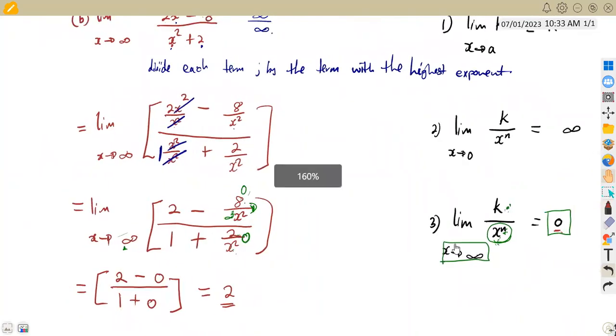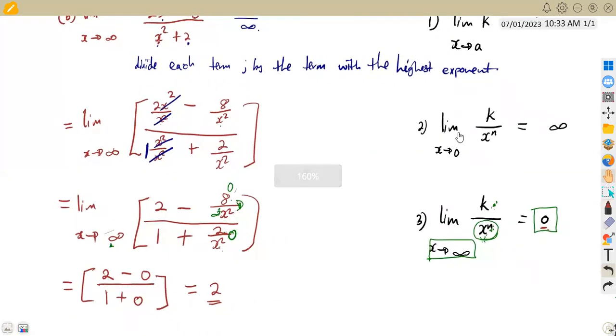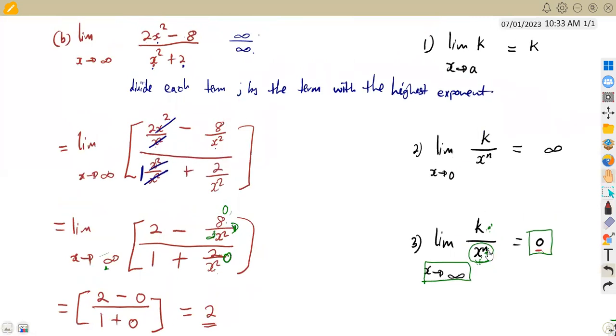So together, it must be with these laws that you are given here, that k over x to the exponent of n, with x approaching infinity, is going to give us a 0. But having k over x to the exponent of n, when x is approaching 0, this is going to give us infinity. So these are some of the things that you need to take into consideration.